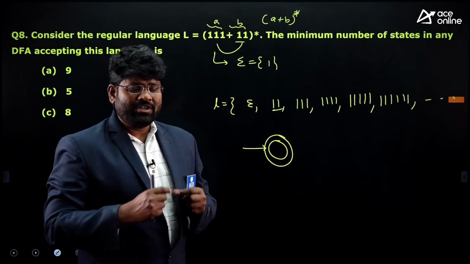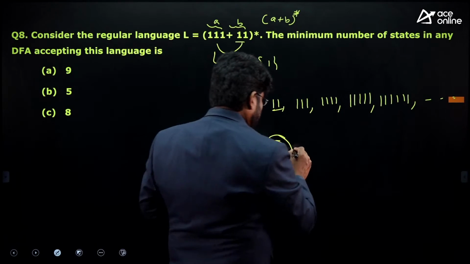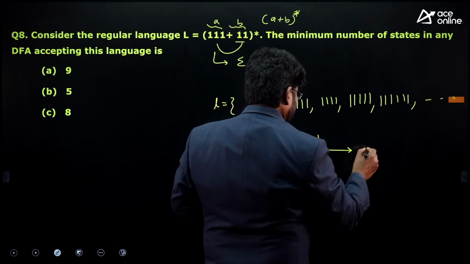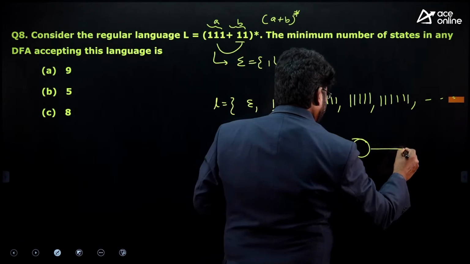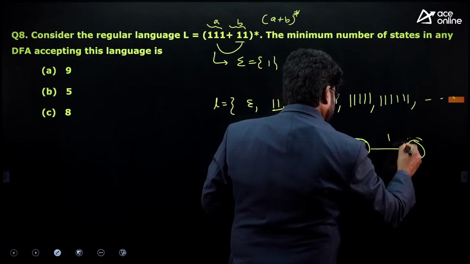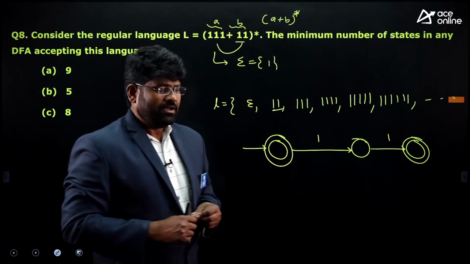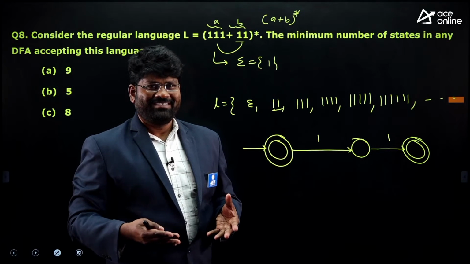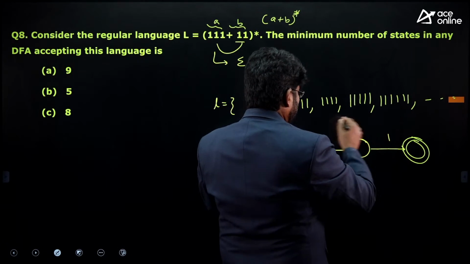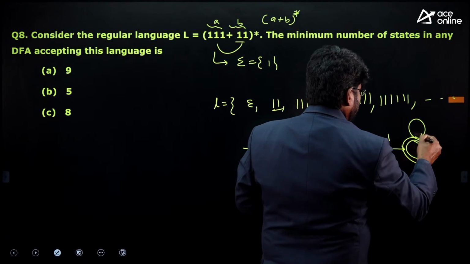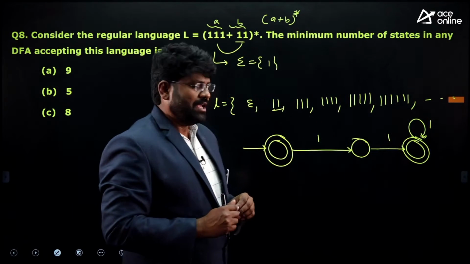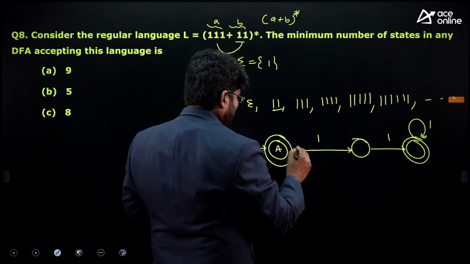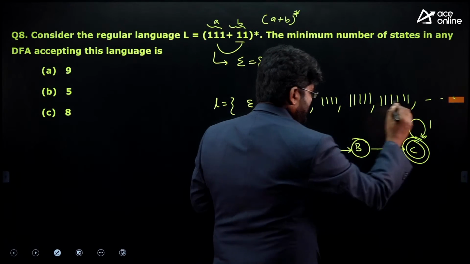A single one shouldn't be accepted here. Then switch to the 1 and go to the new state and apply one more 1. It should accept it. After the 2 ones, you may have any number of ones here. So you may have 3 ones, 4 ones, 5 ones. Then you can simply say that it should be accepted. So you just take, this is the state A, state B, state C here.